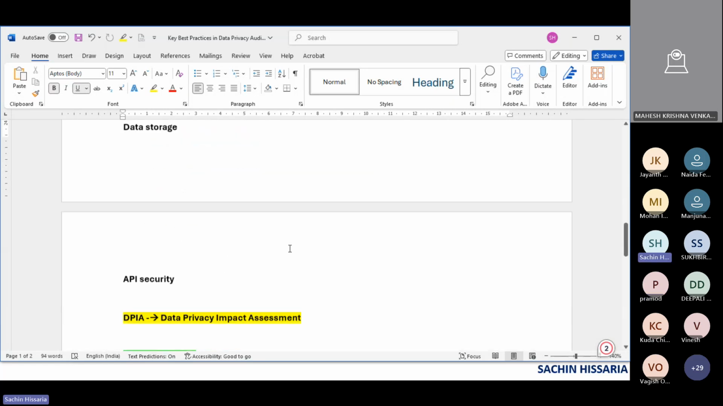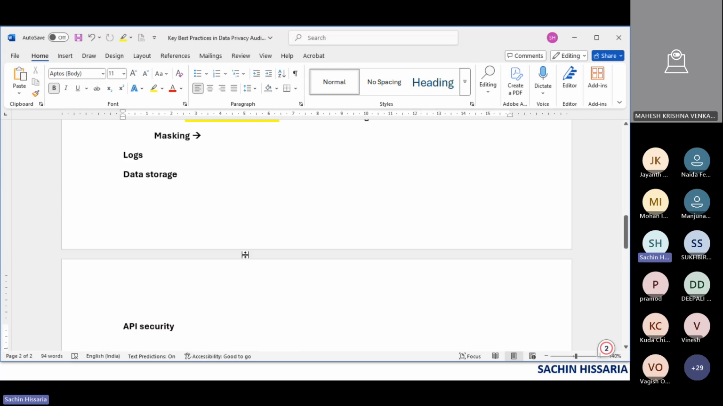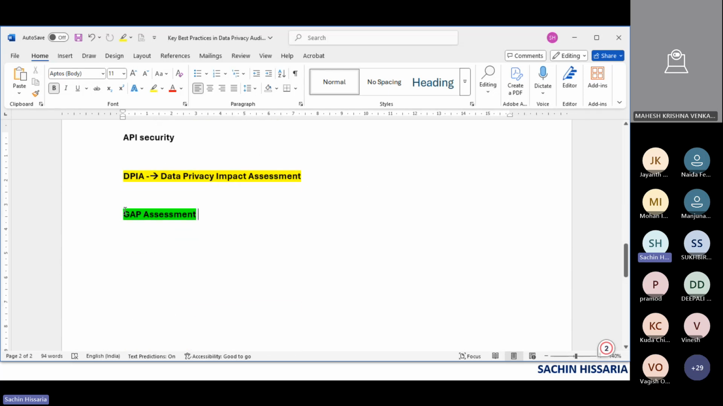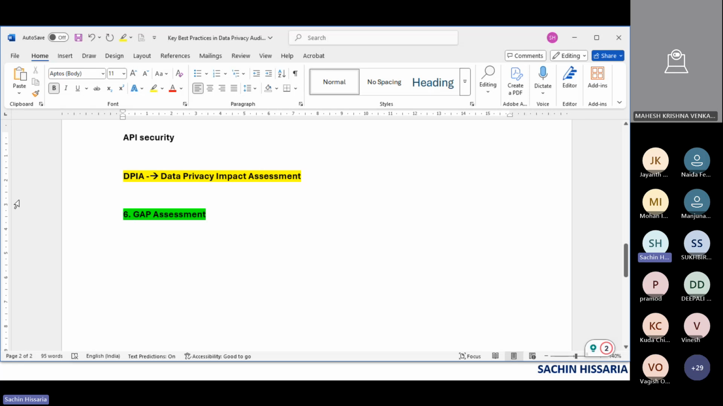Perfect. Yeah, guys. So this is the next step where you need to do a gap assessment activity. When you are doing a gap assessment, you need to check, it is kind of a readiness audit, where you would be checking whether all the data privacy related controls are implemented or not implemented, and you will come up with the gaps.